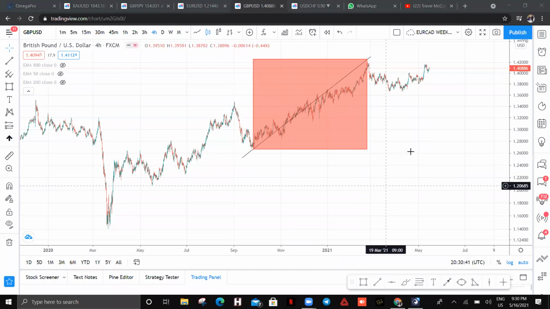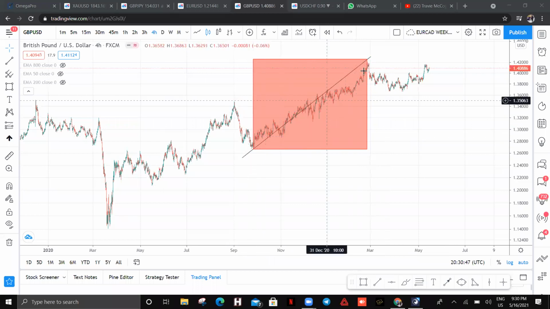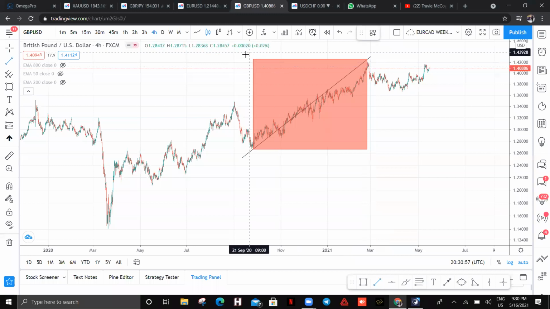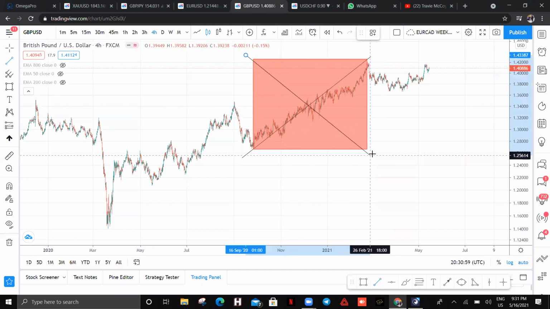So we're going to use this impulse move from here, this low to this high, because this high is actually higher than this. So we're going to use this and this low. Now that we've done that, you pick your trend line and you do it on the next box.